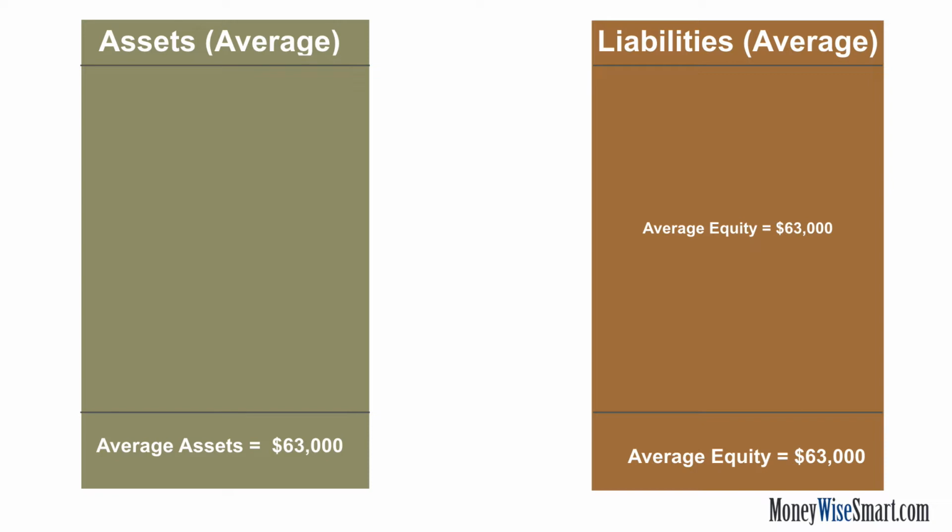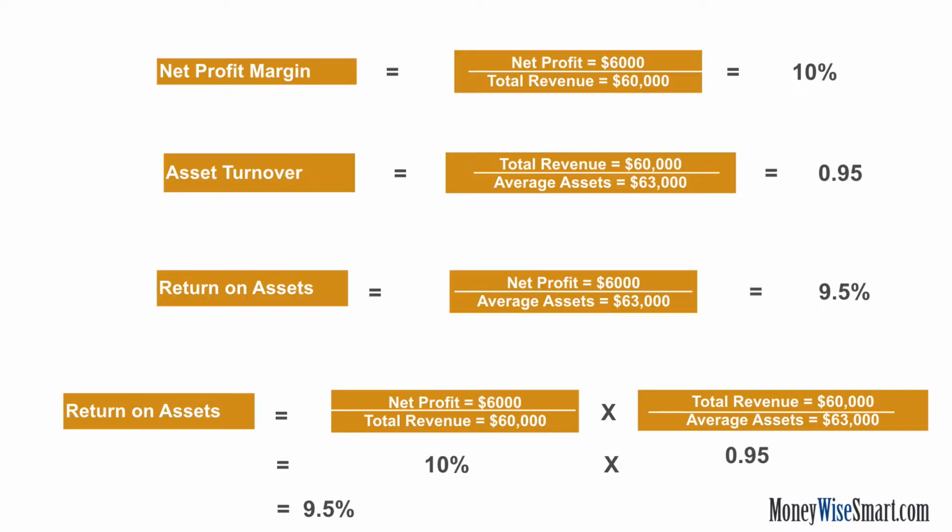So what have we got? Our net profit margin is 10% as shown here. The asset turnover, which is nothing but the total revenues divided by the average assets, is 0.95. Asset turnover is nothing but the ratio of the revenues generated in the year using the average assets of the business. So essentially, how many times have we turned over the assets to generate the total revenues? So here we have turned over the assets 0.95 times.